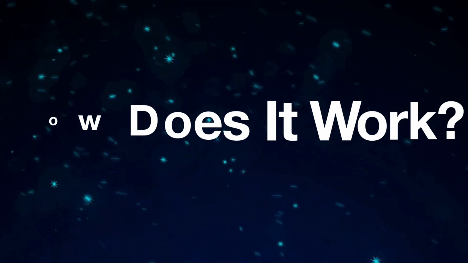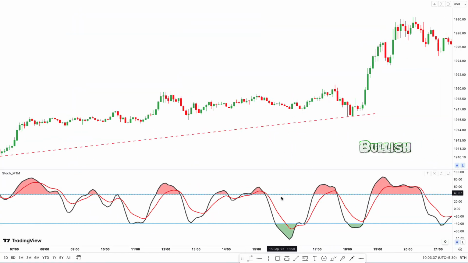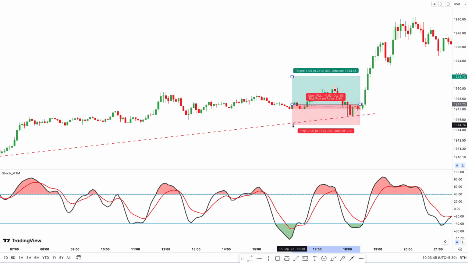Now that we know what this indicator is made of, the next question is, how does it work? Well, it's really simple. In a bullish trend, whenever the stochastic oscillator, this black line, goes below the lower band, that indicates a weakening of the pre-existing bullish momentum. This also means that the market is in a pullback. Traders should pay attention to these pullbacks because they represent areas of potential trade entries.